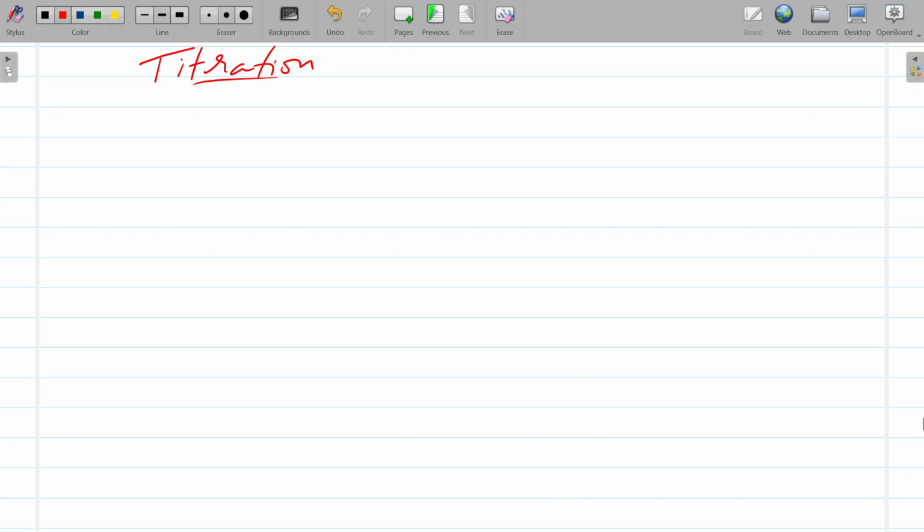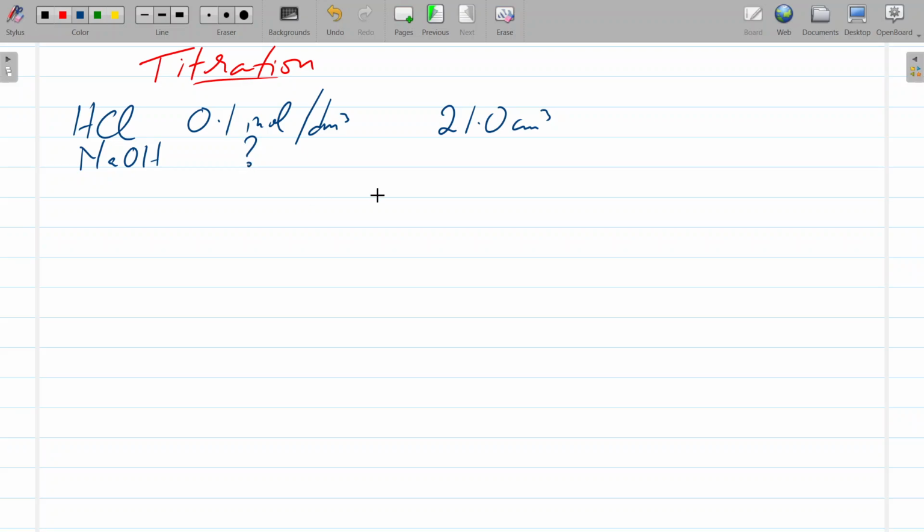Right, so you see that there. And so the data that we have, you can see I've already put in the heading to save those 2 seconds of time that we need. And so you have hydrochloric acid, which is 0.1 mole per decimeter cube, which is how you give concentrations for solutions. And you use 21 centimeter cube of that one. And then you had sodium hydroxide, which the concentration is unknown, and you took 25 centimeter cube.